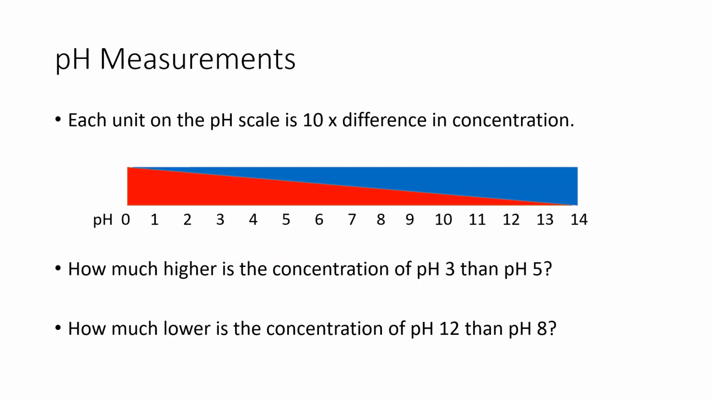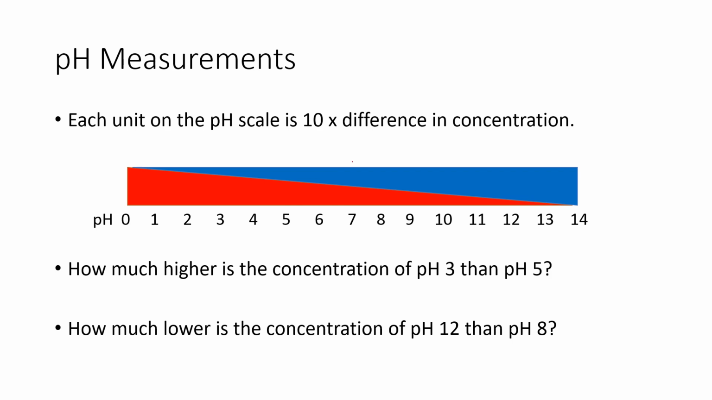Now the pH scale is a little different than other scales that you're likely used to in science. It's not a linear scale. It's not like on a thermometer where the difference between 1 degree and 2 degrees is the same as the difference between 3 degrees and 4 degrees. This is what's called a logarithmic scale, which means each number on the scale is a power of 10 greater or less than the one before.